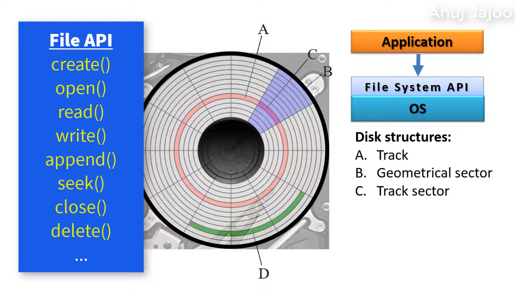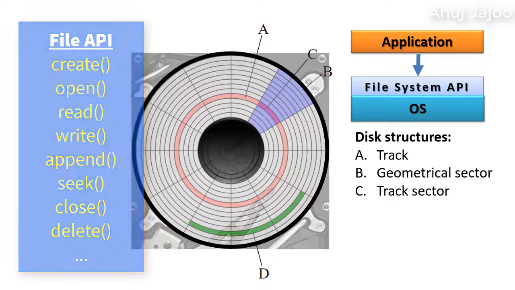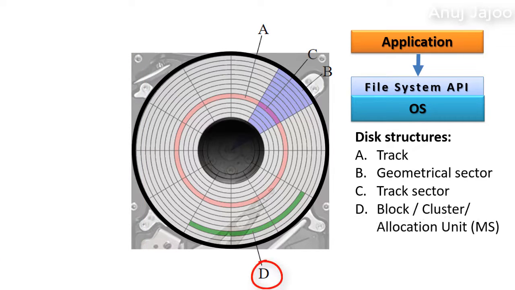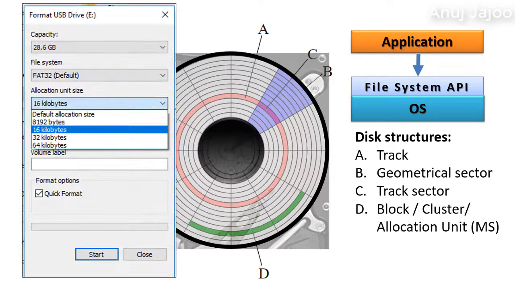A file is made up of small chunks of memory units called blocks. A block is a group of track sectors, also called a cluster, or on Microsoft operating systems, an allocation unit. I will be using all of these terms alternately. You must have seen this screen while formatting your USB drive, asking for setting the size of the allocation unit. We will discuss how to select the value in a later part of this tutorial.